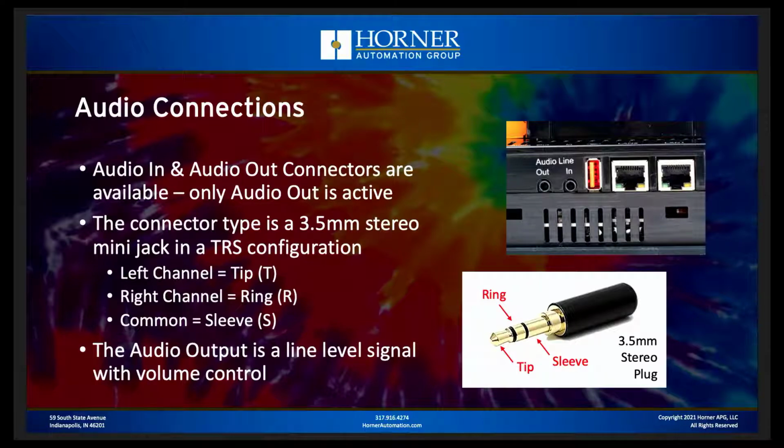So really what we're talking about today is all about audio outputs, okay? So the audio output connection type is a 3.5 millimeter stereo mini jack. So it's the kind of jack you'd find on, frankly, an MP3 player or something of that nature, okay? And it's in what's called a TRS configuration, and TRS stands for tip ring sleeve. You can see from that diagram of that plug over there to the lower right. The left channel is connected to tip, the right channel connected to ring, and the common signal is connected to sleeve. Now this is a line level signal, okay?